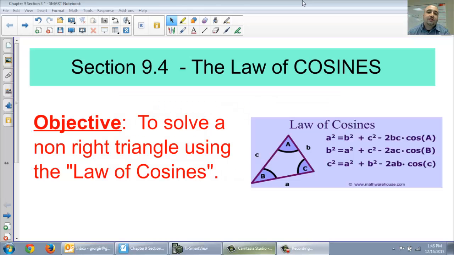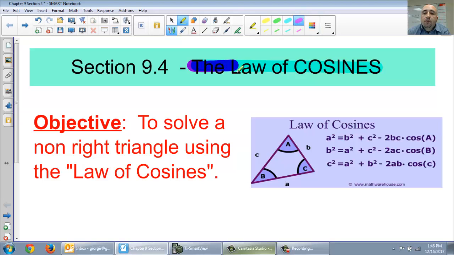Hi, welcome to section 9.4, which is the last section in chapter 9. This section is called the law of cosines, which is very similar to the law of sines. It's a little bit harder, but not too bad. And we're still solving triangles that are non-right triangles. So this will help you solve any sort of triangle that doesn't have a 90-degree angle in it. Now, it can have a 90-degree angle in it, but this will help you solve triangles that aren't 90 degrees.